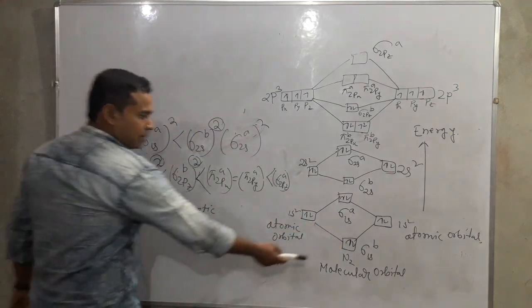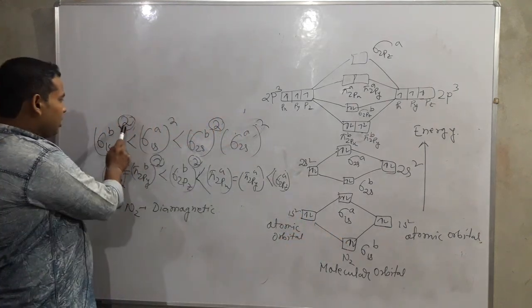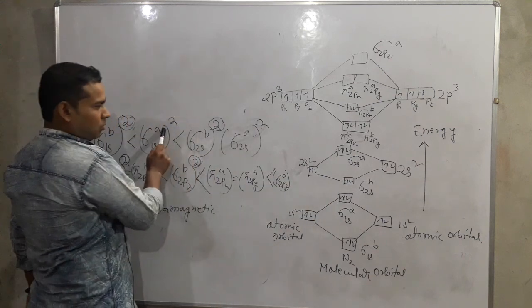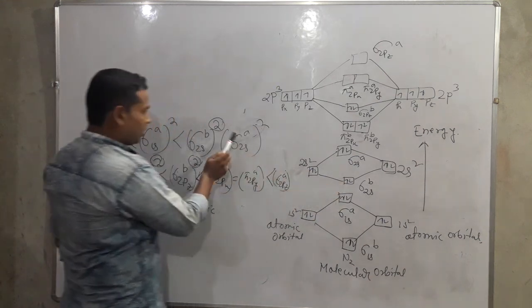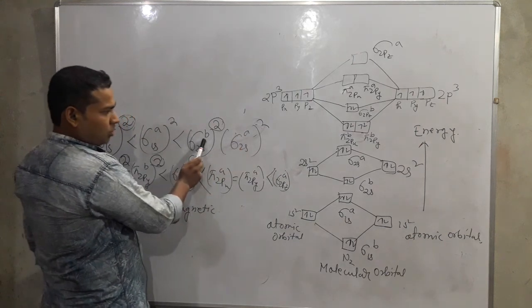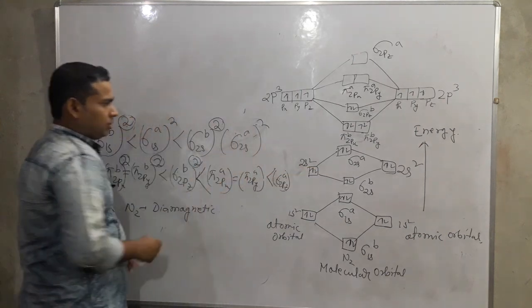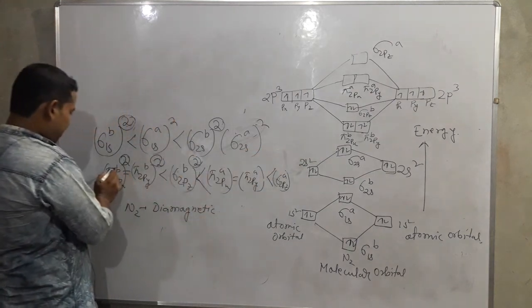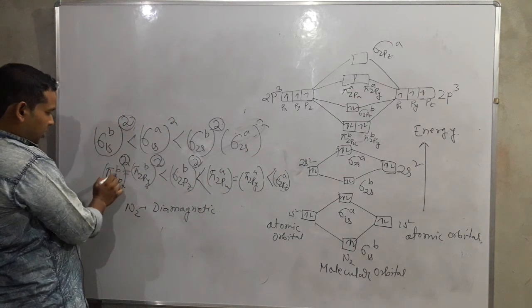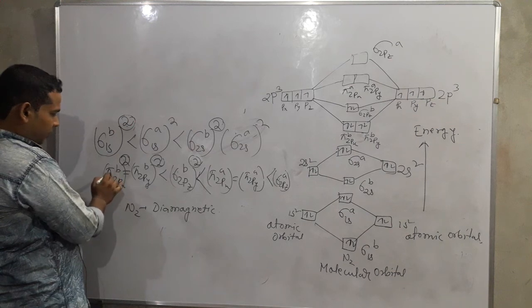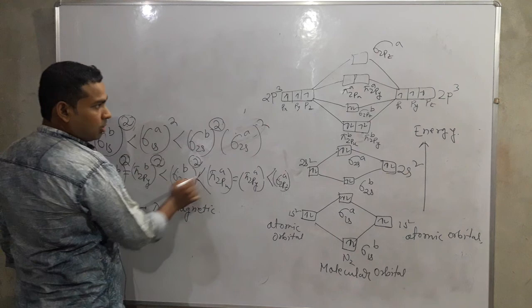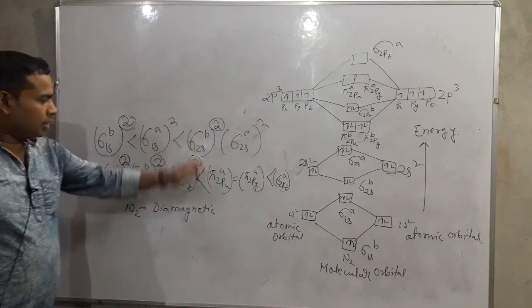That is sigma 1s has 2 electrons. Then sigma 1s anti-bonding 2 electrons. Sigma 2s bonding 2 electrons. There is sigma 2s anti-bonding 2 electrons. And another thing, 2px bonding, pi 2px bonding 2 electrons, pi 2py bonding 2 electrons, another sigma 2pz bonding 2. So this is the electron distribution.